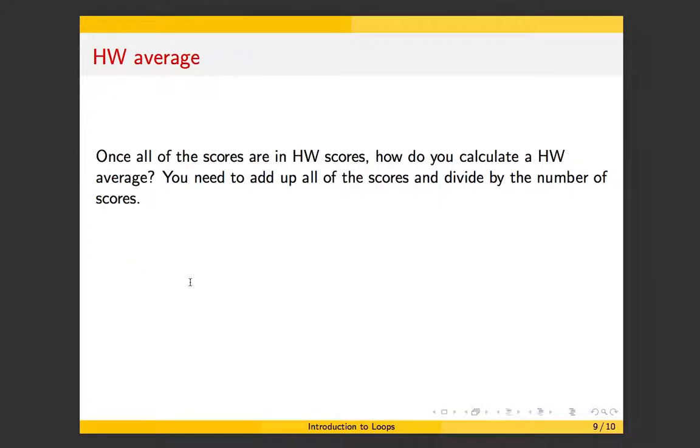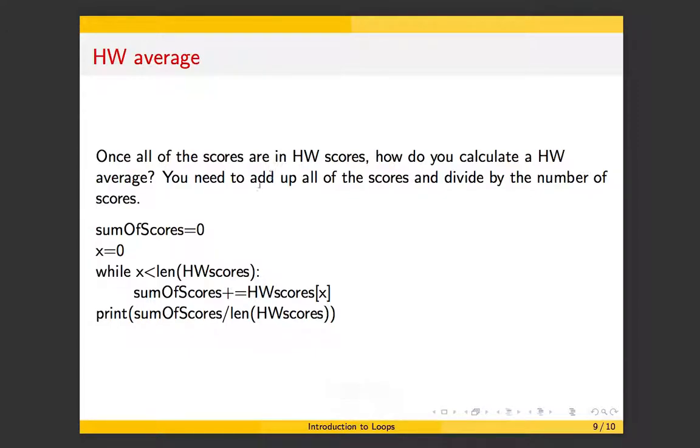Okay, so once you have the homework scores, how would you calculate an average, right? The motivating example we had was getting scores from a user and then telling them a homework average. We now have the scores. How do you get an average? Well, you've got to add up all the scores and divide by the number of scores, right? You just compute an average the way you think you should. So the question is, how do you get the computer to add up all the scores and then divide by the number of scores? What does that look like?